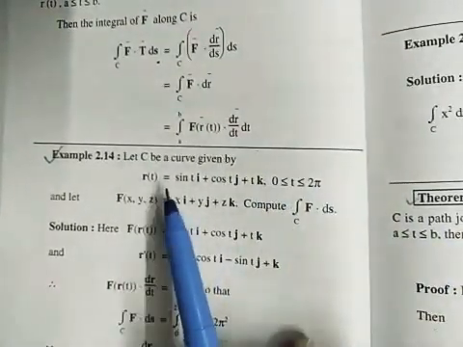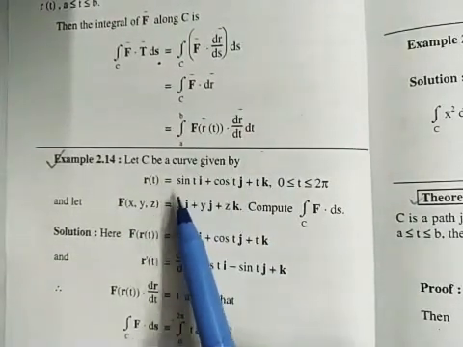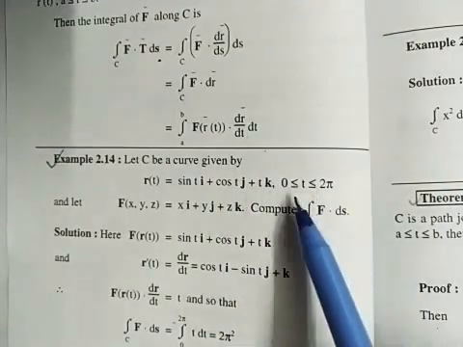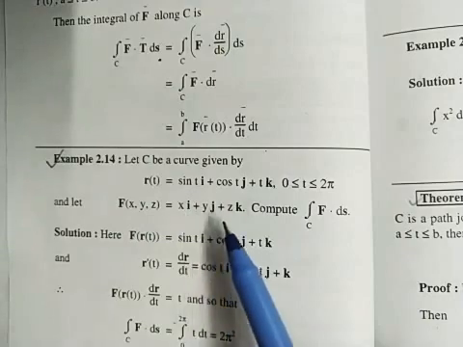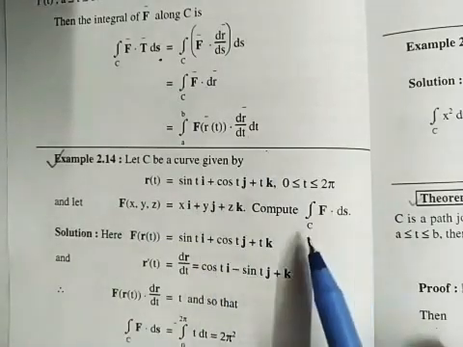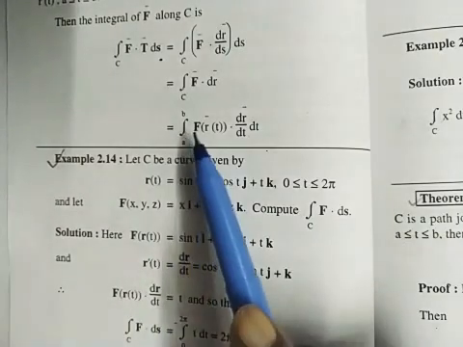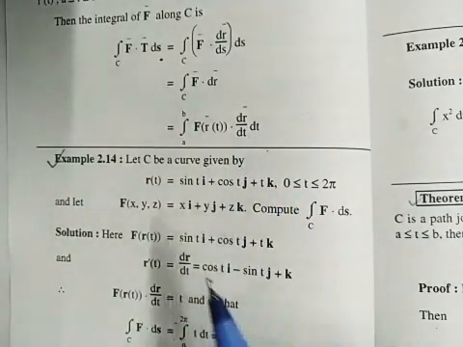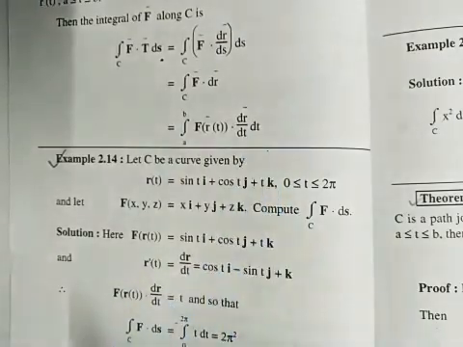Let C be a curve given by r(t) equal to sin t i plus cos t j plus t k, where t is between 0 and 2π, and let F be x i plus y j plus z k. Compute the integral of F dot dr. Our formula is the integral of F of r(t) dot dr/dt dt, so we need to find F of r(t) and dr/dt.